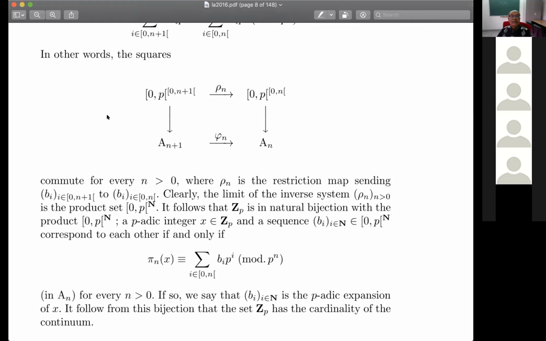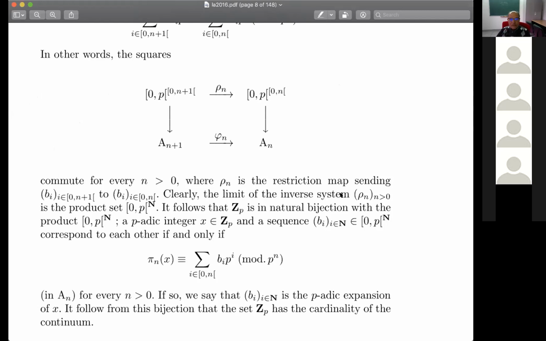And obviously, that inverse limit has to be in bijection with Zp, because Zp is the inverse limit of these sets at the bottom. If you have one inverse system at the bottom, another inverse system at the top, and if you have bijections all the way, which make the squares commute, then of course you're going to get a bijection of the inverse limit of the top system with the inverse limit of the bottom system.